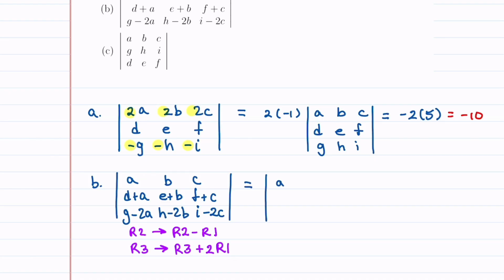Our first row is the same, so that's ABC. We're going to take row 2 and add row 1 to it. So we get a D, E, and F. And then we're going to take row 3 and add 2 times row 1 to it. So this just gets us a G, an H, and an I. And this is the determinant of A. So our answer is equal to the determinant of A, which is equal to 5.